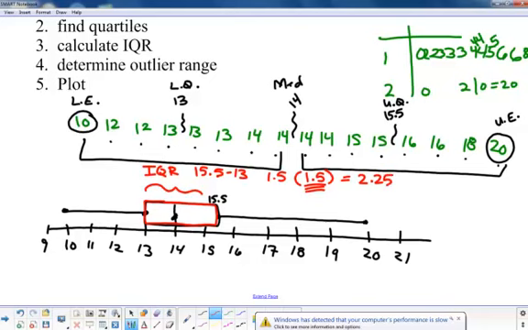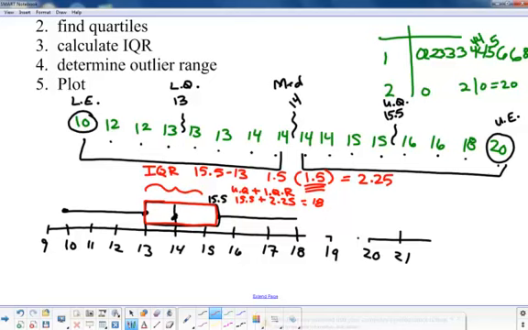So I'm taking 2.25, I'm doing my upper quartile plus my interquartile range. So that would be 15.5 plus 2.25, which is 18. So that's the end of my good data. Now 18 is one of my points, and that is good data. So I'm going to end my box and whisker at 18, and then I'm going to put an asterisk at the outlier here at 20.